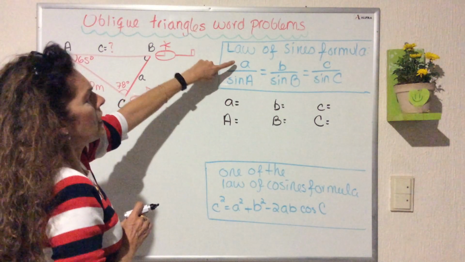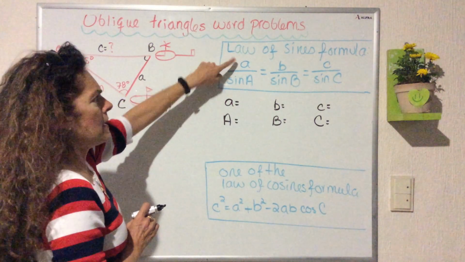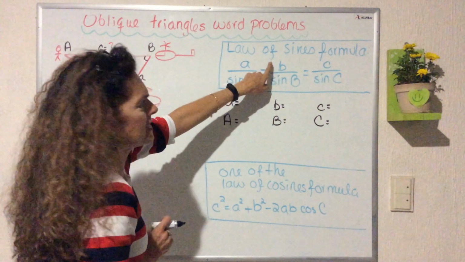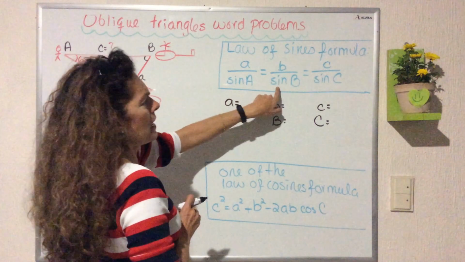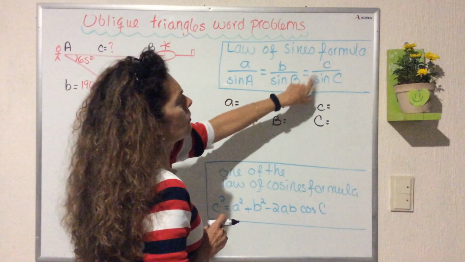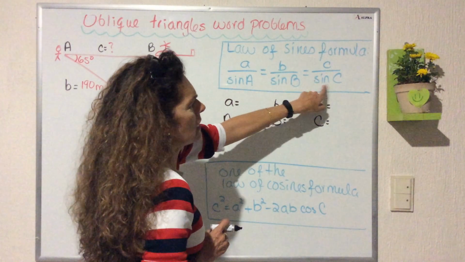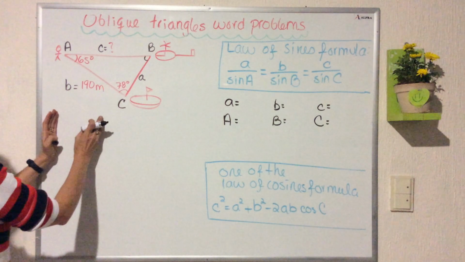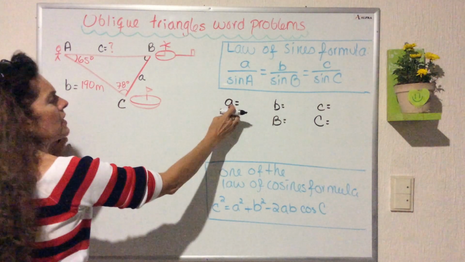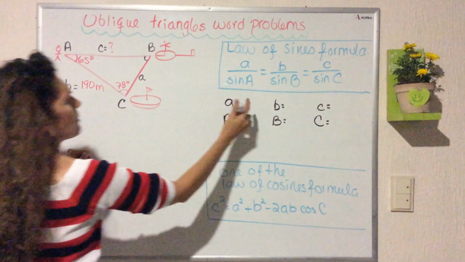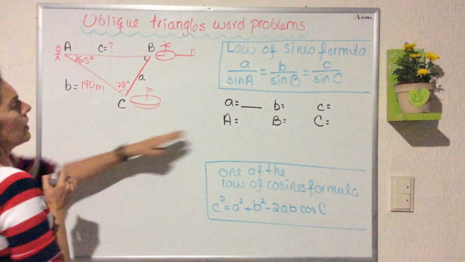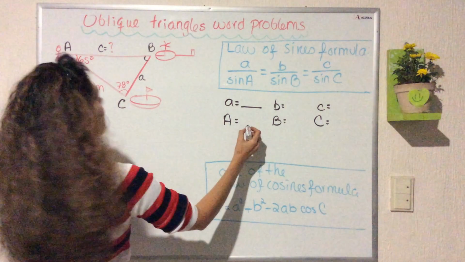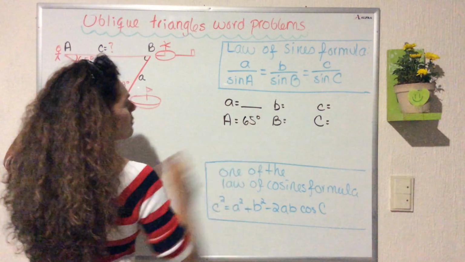The law of sines says that the measure of the side a divided by the sine of the angle A equals the side b divided by the sine of the angle B equals the side c divided by the sine of the angle C. Now let's see what we have here. Do we have the measure for a? No, we don't have it, so I'm going to write a line here. Do we have the measure of the angle A? Yes, this is 65 degrees, so I write 65 degrees.